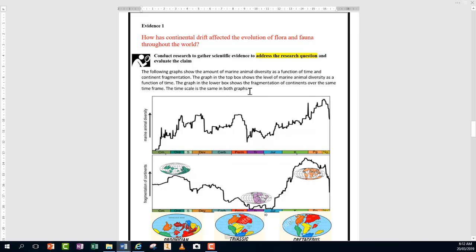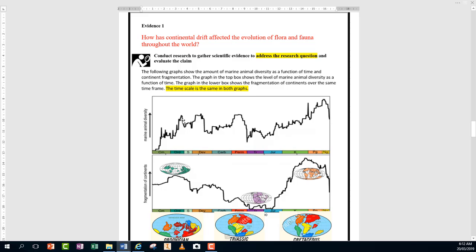The following graph shows the amount of marine animal diversity as a function of time and continent fragmentation. The graph in the top box shows the level of marine animal diversity as a function of time. The graph in the lower box shows the fragmentation of continents over the same time frame. Just the time scale is the same in both graphs. So I'm going to highlight that. I was about to highlight the same time scale or the same time frame, but this means the same thing.